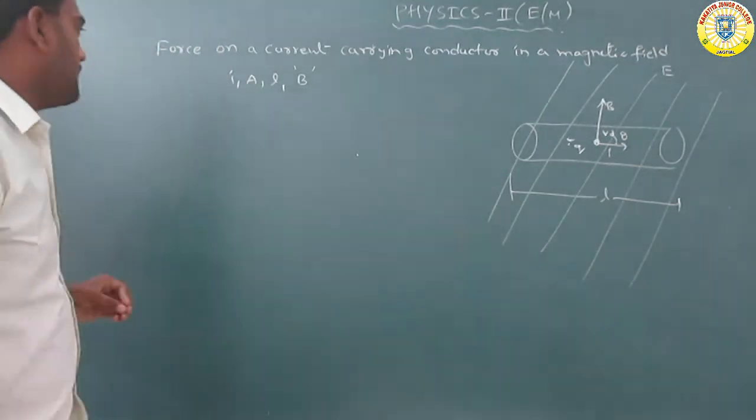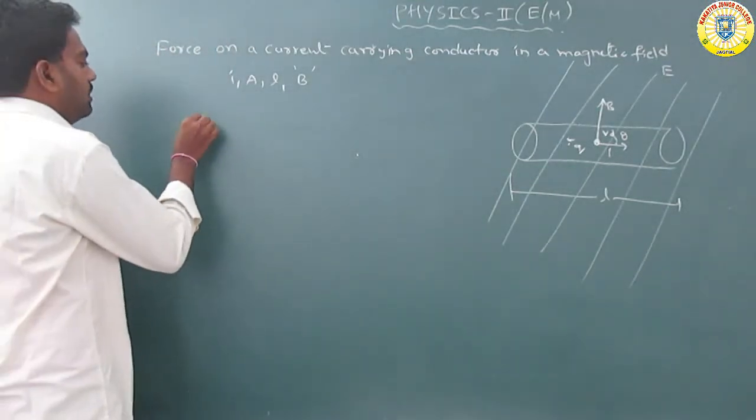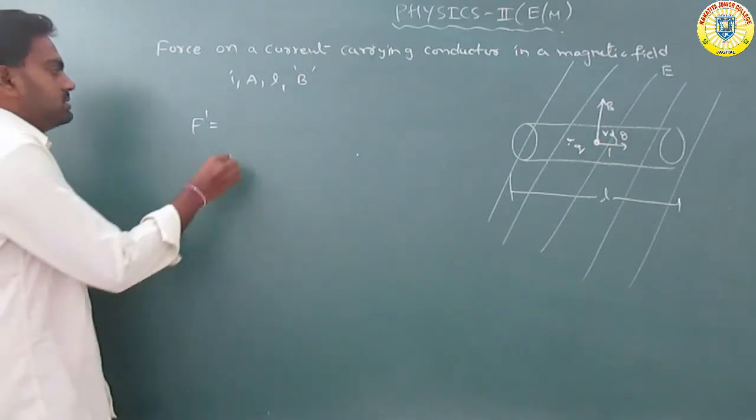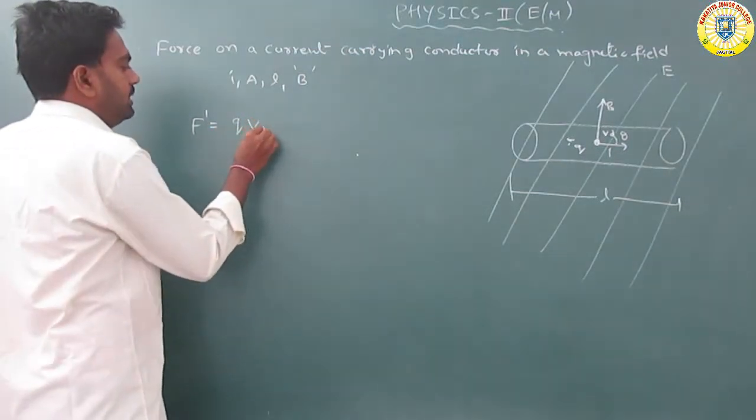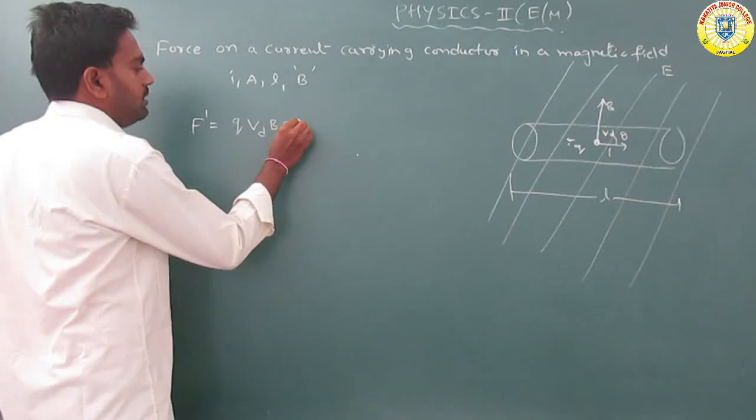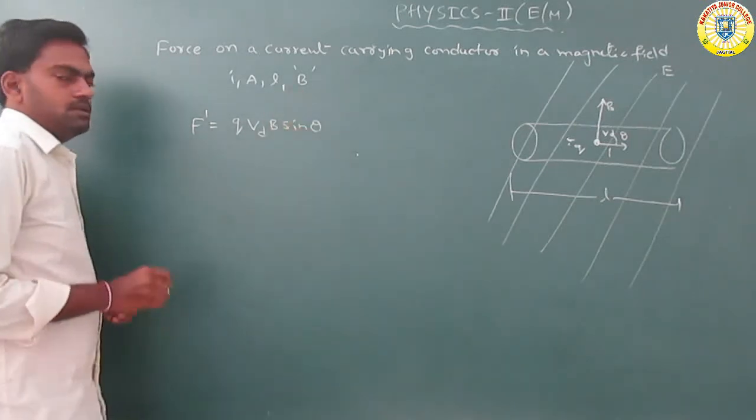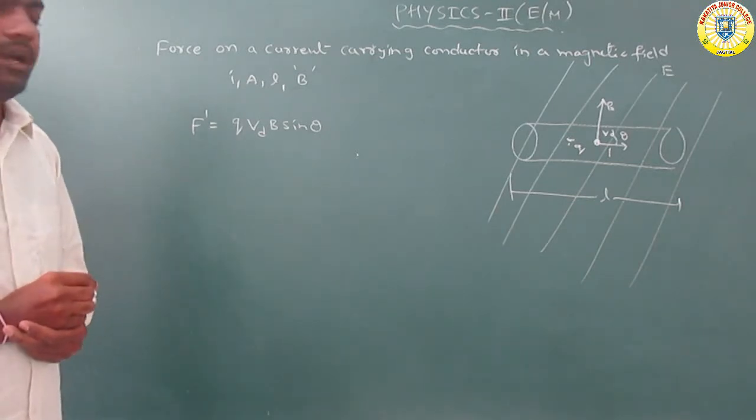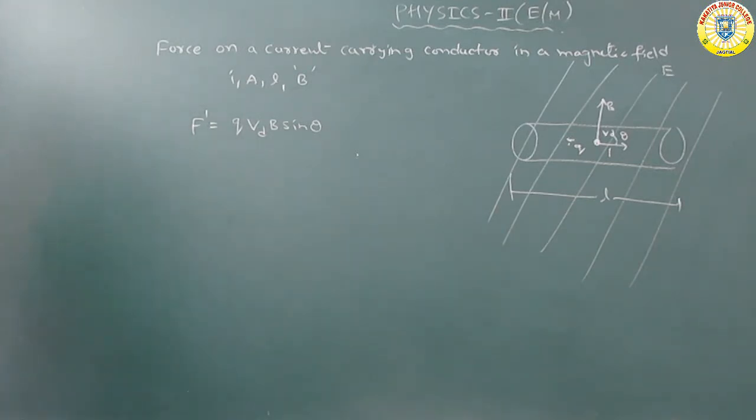So F dash is the force acting on a conductor placed in a uniform magnetic field. F dash is equal to Q Vd B sine theta. Here Q is the charge, and Vd is the drift velocity. What is the drift velocity?